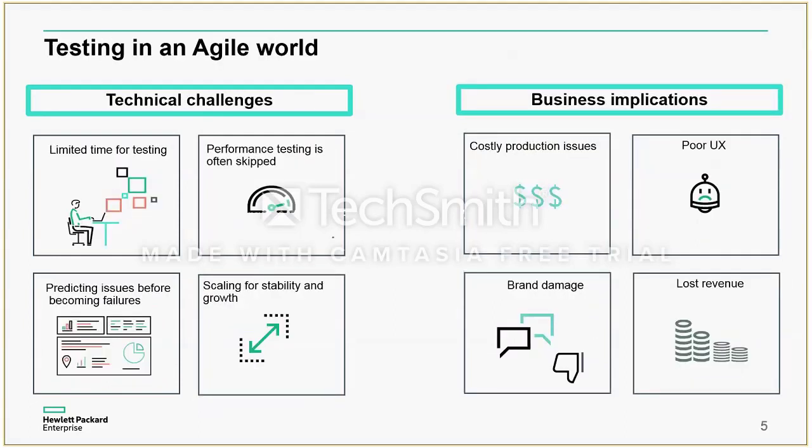And then when we get into testing in the agile world, right, we're going to have some technical challenges. We're going to have limited time. A lot of times performance is skipped. We don't really get predicting issues and becoming failures. And then scalability for growth. How are we going to grow with the more testing that needs to be done from a performance perspective? And then, of course, there's business implications. Is it poor UX? Are we even losing revenue because we don't have a performance built out testing environment, and our application might be suffering, which of course then leads to brand damage and, of course, as I mentioned, lost revenue.